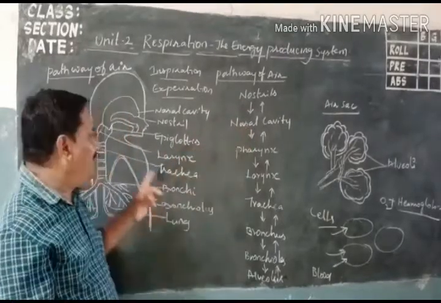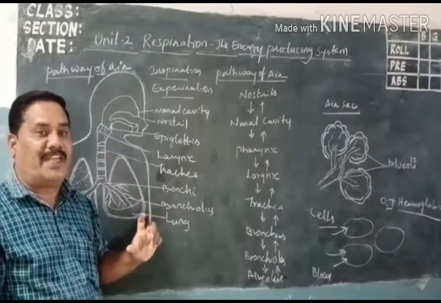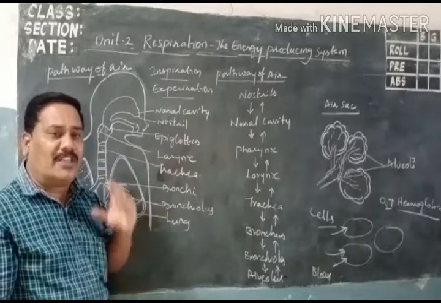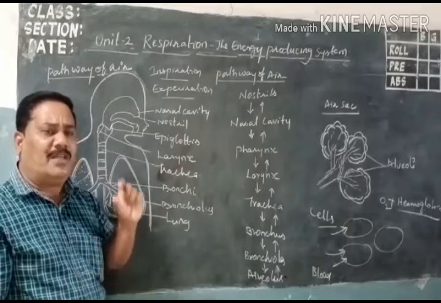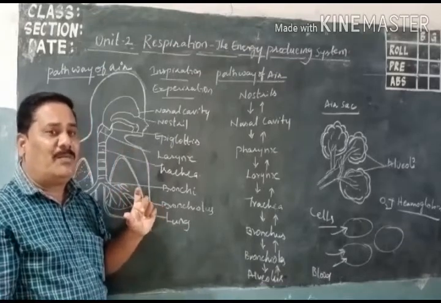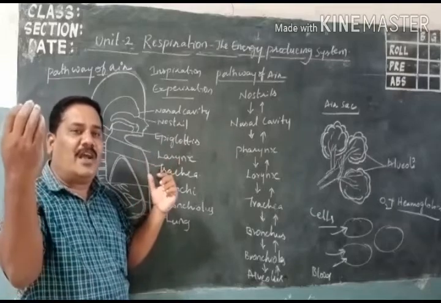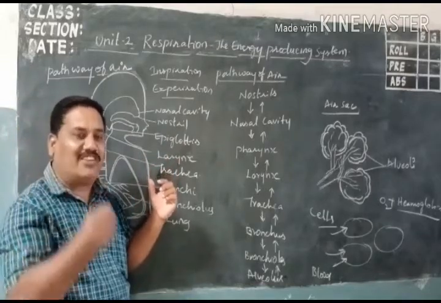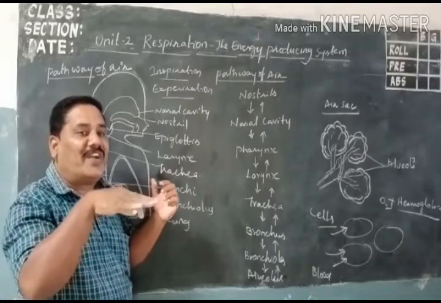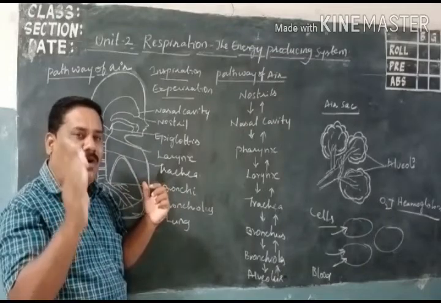The nasal cavity is surrounded by the mucous membrane. What are the uses of the mucous membrane? The mucous membrane is always wet and moist. Why? When outside atmospheric air enters the nose, the mucous membrane humidifies the air. Outside, the air may be warm.